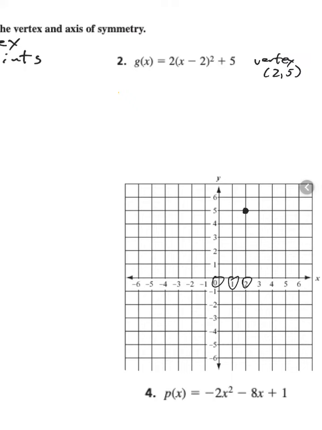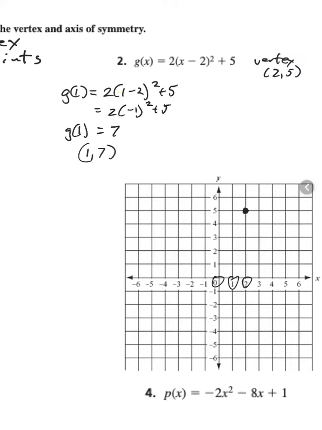So G of 1 will be 2 times 1 minus 2 squared plus 5. This equals 2 times negative 1 squared plus 5. Negative 1 squared is just 1, times 2 is 2, plus the 5 gives us 7. So G of 1 equals 7, and with that neat feature of function notation, I can go right to the point from there. One of the points is 1, 7, which is right up here at the edge of the graph.